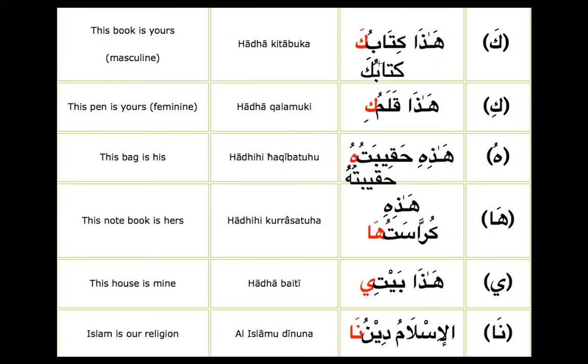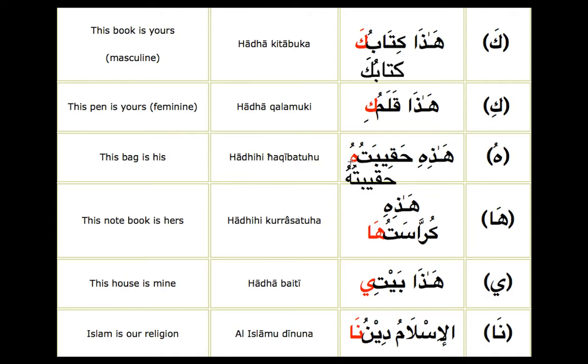So here we're saying this book is yours. So we say hada kitabuka. This book is yours. The ka is written in this way just to show you that it is a damir attached to the noun. Hada qalamuka. This is your pen. Hadihi haqibatuhu.